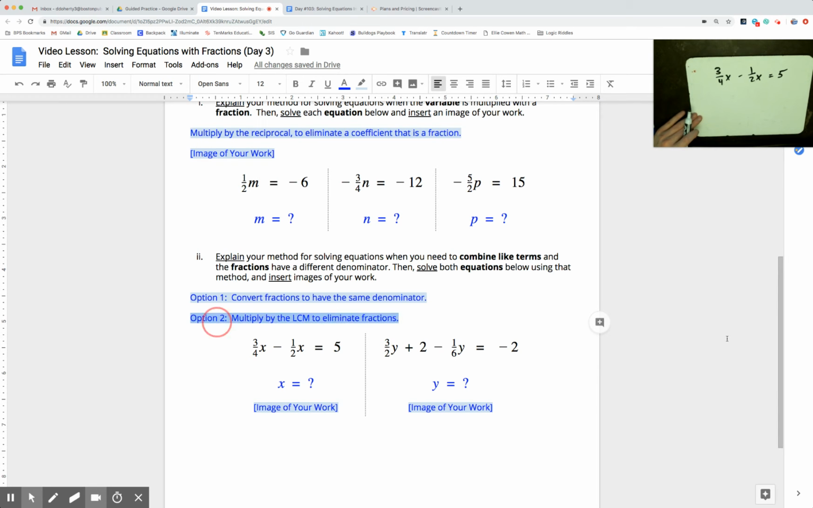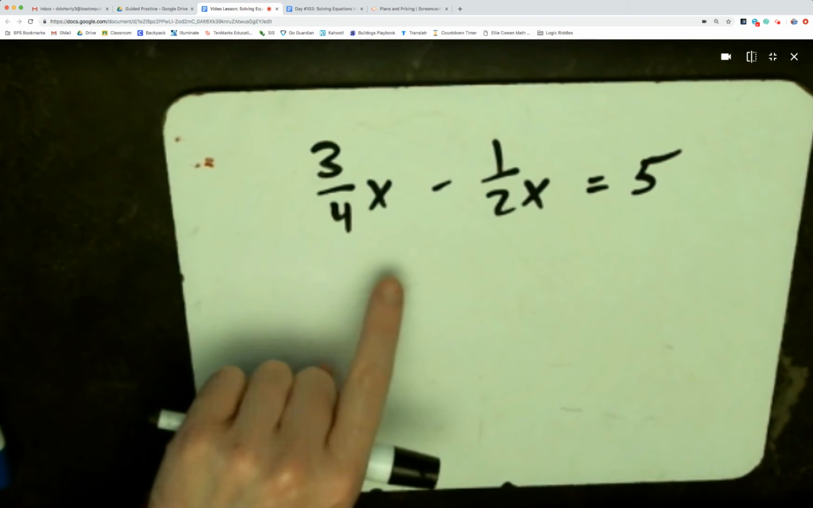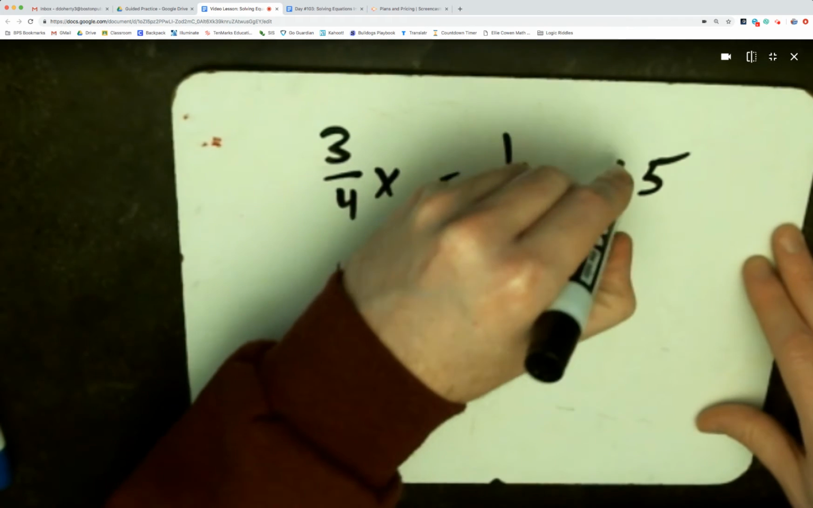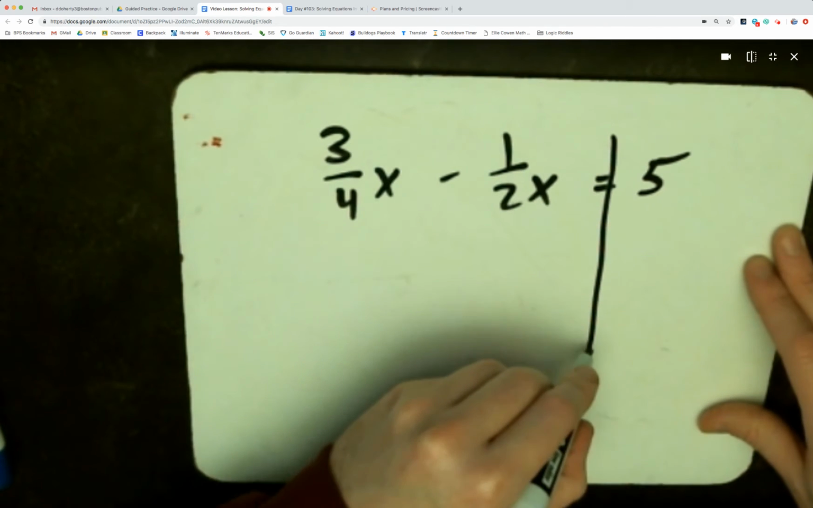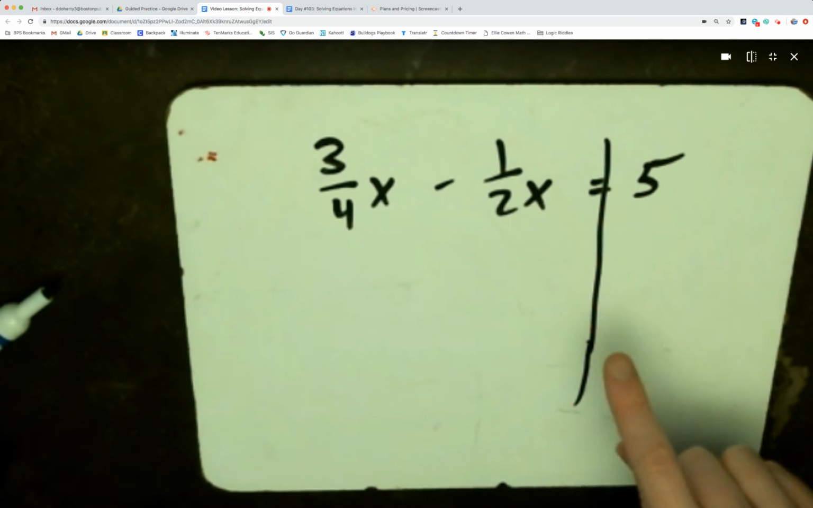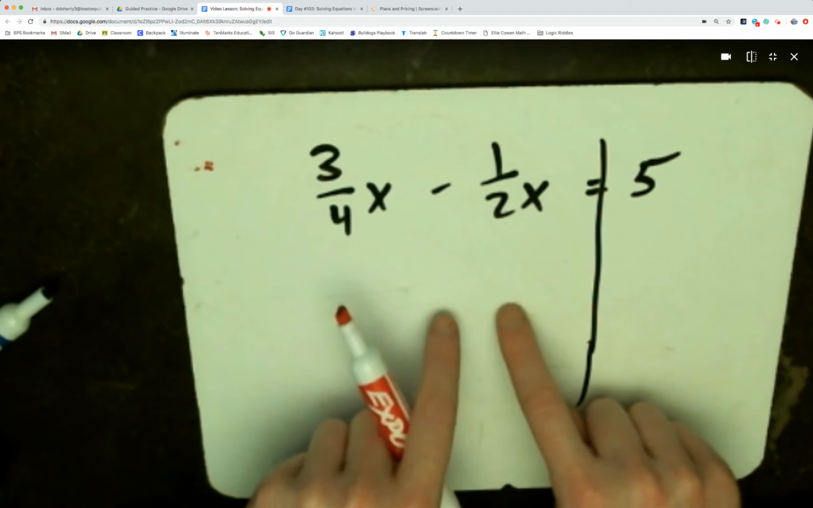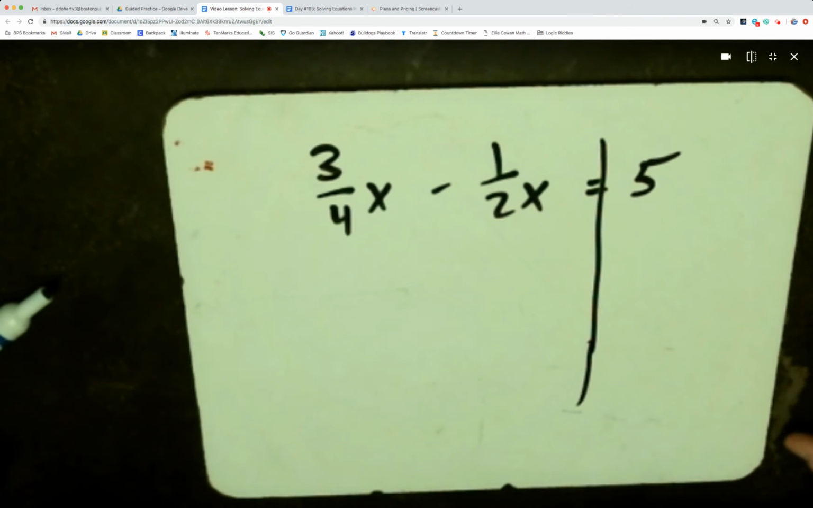This second method we're going to use is to multiply by the least common multiple, and that's going to help us eliminate fractions. Let me show you what I mean with the first example here. 3/4 x minus 1/2 x equals 5. And remember, we're hoping x equals 20 if this method really works. We're going to multiply the entire equation. If I multiply every term by the same number, it will change the equation, but the left side would still be equal to the right side.